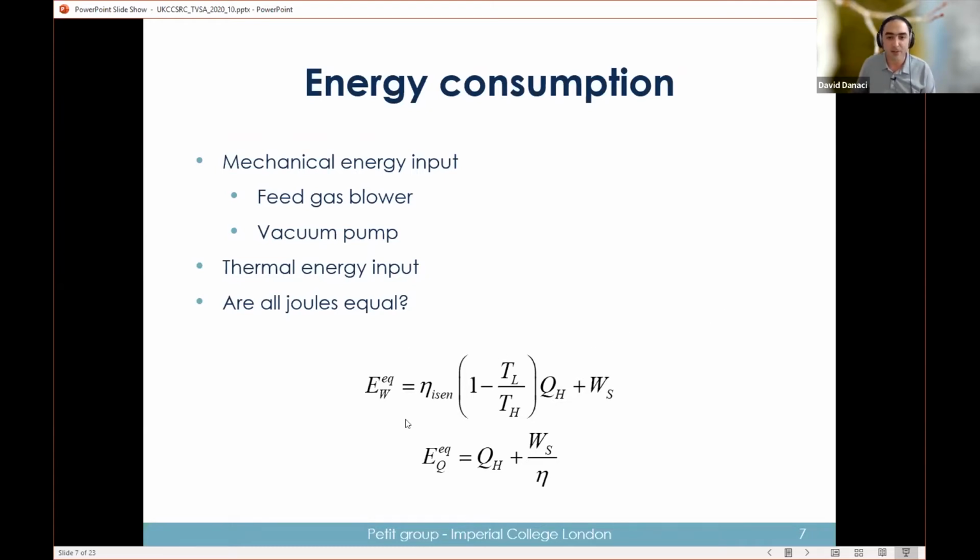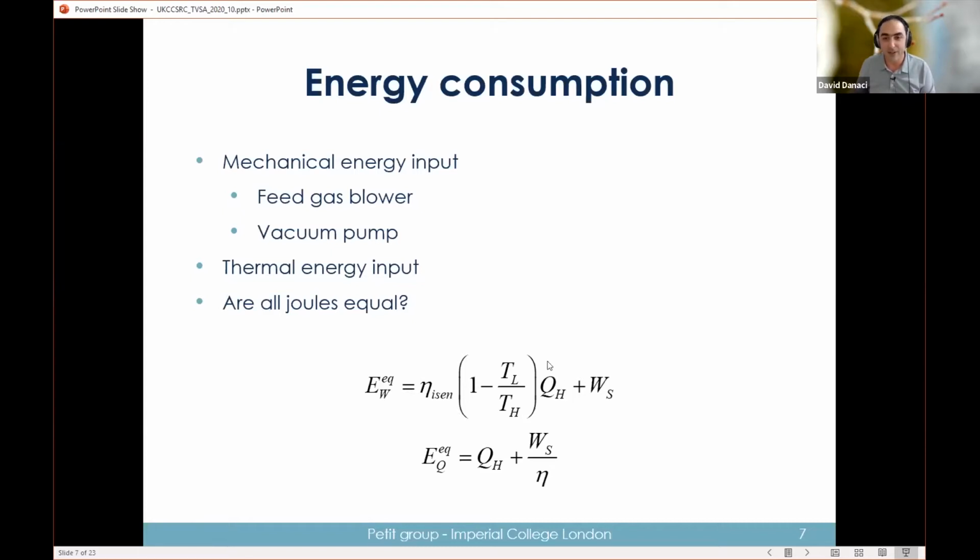The first approach is where you combine the thermal energy input and the mechanical energy input to obtain an equivalent work energy, or an equivalent mechanical energy. You can do that by using the Carnot efficiency, by assuming that all of your thermal energy's potential is going to be utilized back down to the ambient temperature, and by applying an isentropic efficiency, by assuming there is some hypothetical turbine that can do this thermal energy conversion for you.